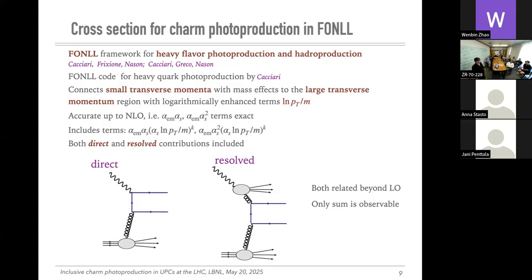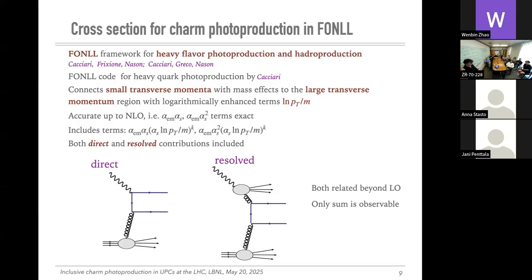And essentially at small transverse momentum there are mass effects, and then there are logarithmically enhanced terms, log pT over m. So it's accurate up to next-to-leading order, and then it includes these logarithms. And both direct and resolved contributions are included. However, one should mention that once one goes beyond leading order, they are related. So only some is observable.